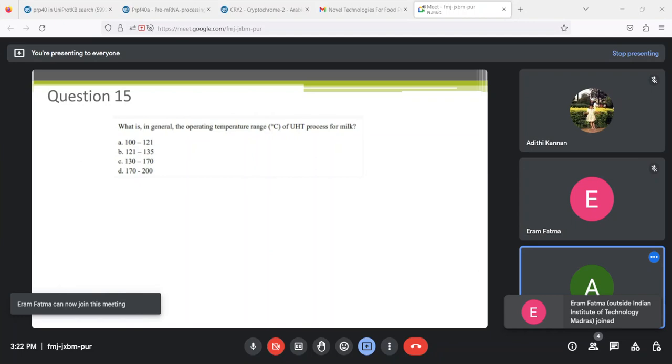Okay, moving on to question 15. What is in general the operating temperature of a UHT process for milk? You have 100 to 121 degrees Celsius, 121 to 135 degrees Celsius, 130 to 170, and 170 to 200. So any clue what the answer is?